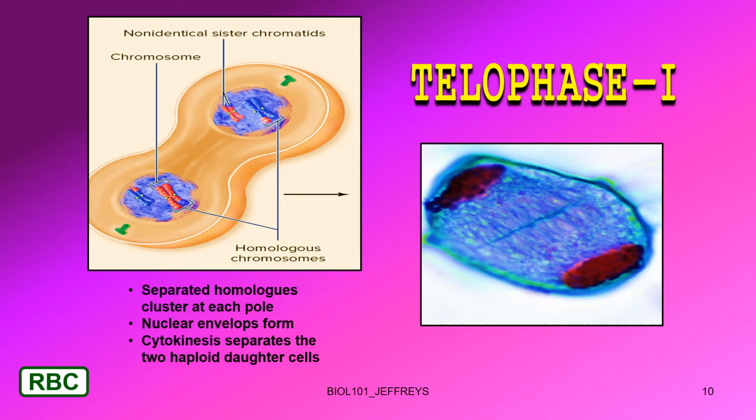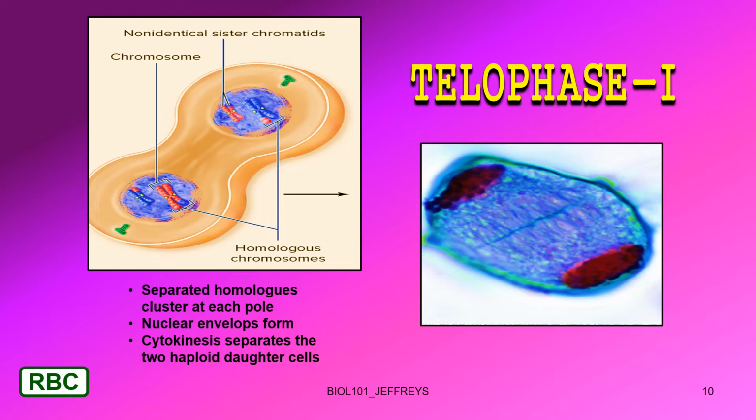And in telophase, the 2 cells begin to separate. We see that cleavage furrow, and nuclear envelopes begin to reform. So here we see that going on here. We have the set of chromosomes here, chromosomes here. You can't really see the cleavage furrow, but you can see the separation beginning there. But here you see it. The nuclear envelope begins to reassociate around these whole chromosomes now. Same over here. We see the cleavage furrow beginning to form there. So separated homologs cluster at each pole, nuclear envelopes form, and cytokinesis separates the two haploid daughter cells.